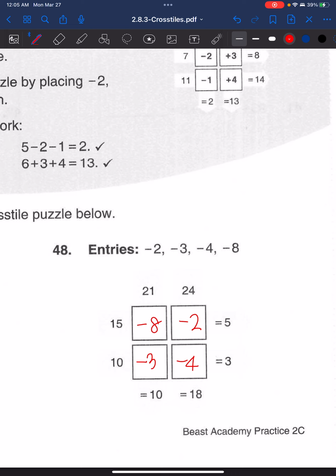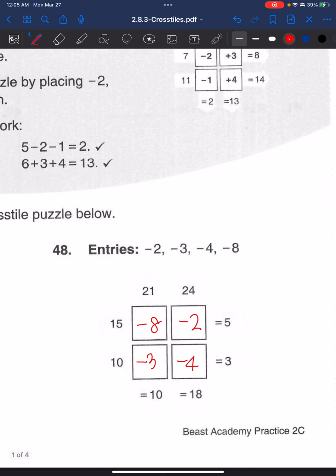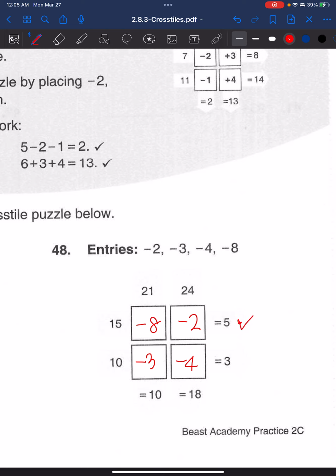So now again, let's do a quick check to make sure that everything is correct. Negative 8 plus negative 2 is negative 10. And 15 minus 10 is 5, so this row works. Negative 3 plus negative 4 is negative 7, and 10 minus 7 is 3, so this row also works.